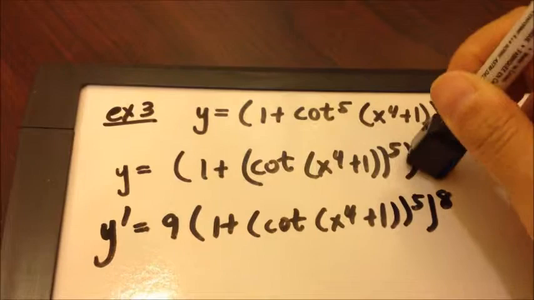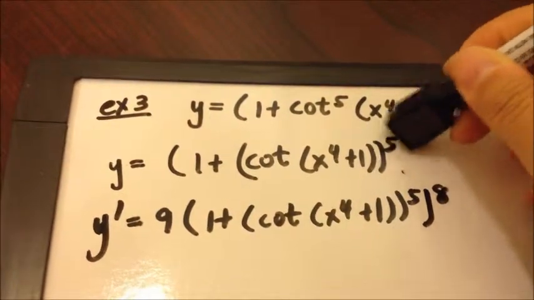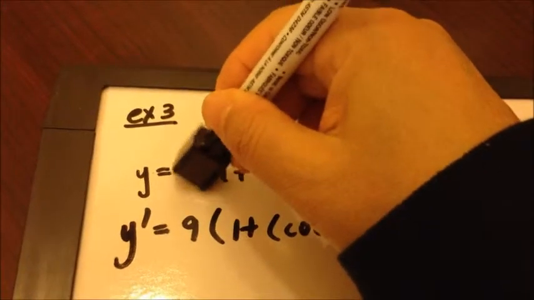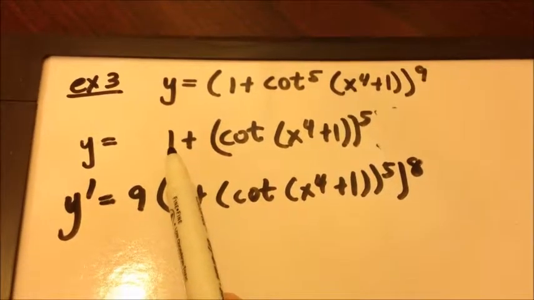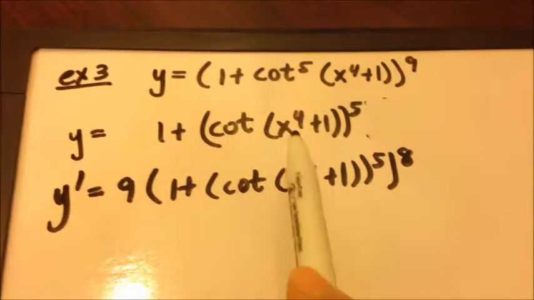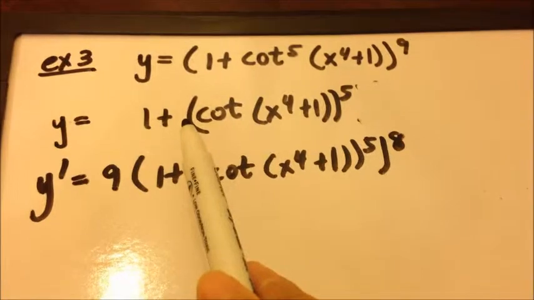So if I erase that first layer right there, which was that 9, I'm left with something like this. The derivative of 1 is 0, so now I'm done with that one. The next layer for the derivative of this is this 5 right here. So I'm going to bring the 5 down right there, right?